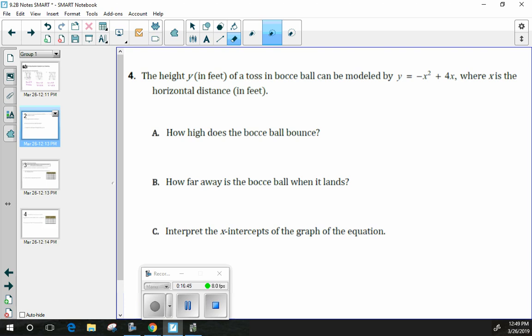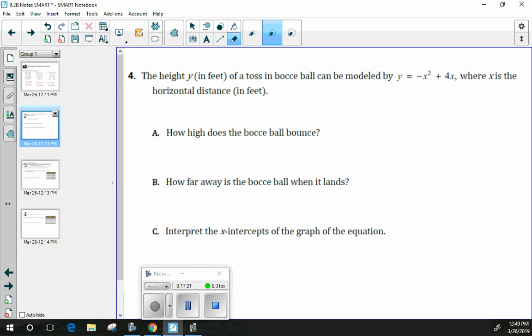Okay, so the height of a toss in bocce ball can be modeled by this equation, negative x squared plus 4x, where x is the horizontal distance. So notice, guys, this one's similar to the one we did yesterday, but the other one was comparing the baseball one, remember, with the fly ball? That one was comparing the height of the ball over time, until it landed. This one is not. This one is comparing the horizontal distance, like how far out it goes, so horizontal distance and vertical distance, okay? So the first thing is, how high does the bocce ball bounce?